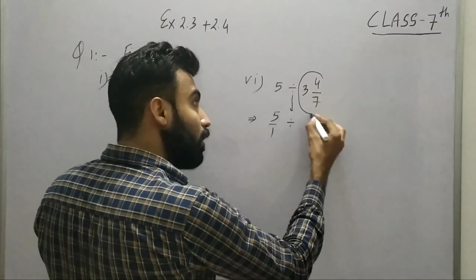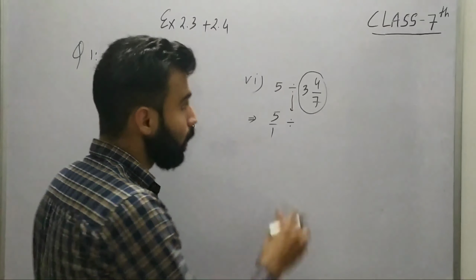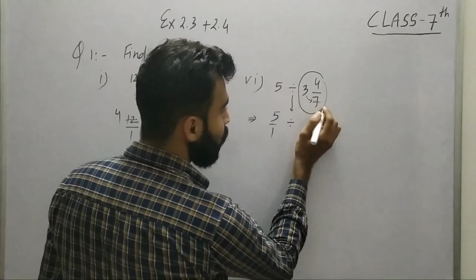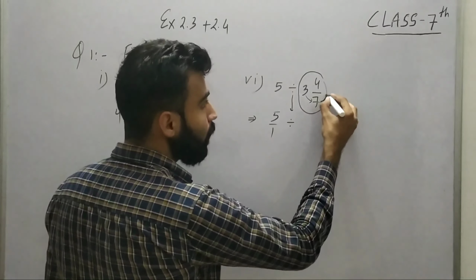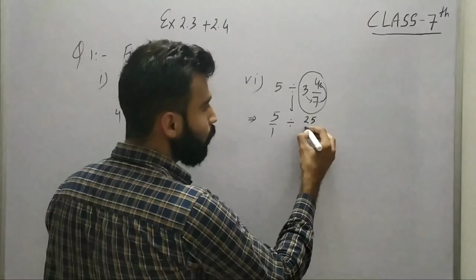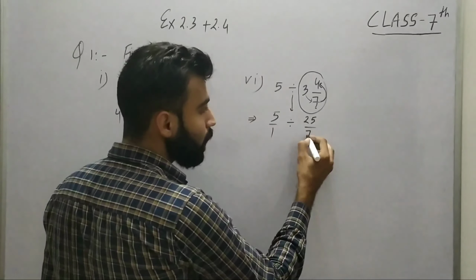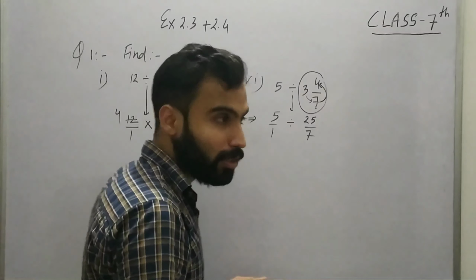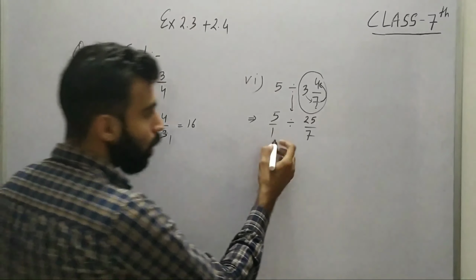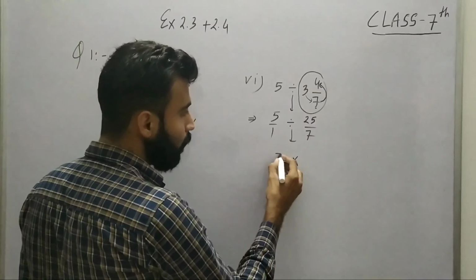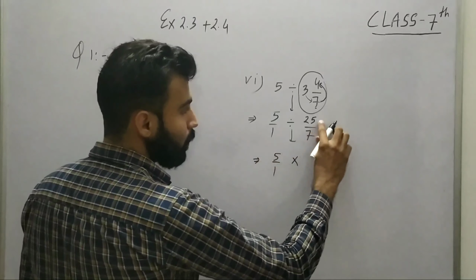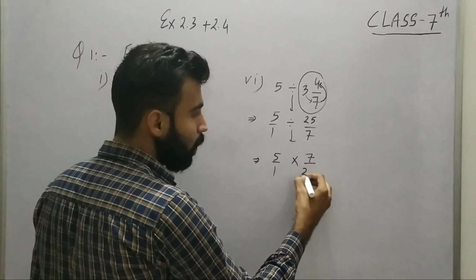First solve the mixed fraction into improper fraction. And to do that, I will multiply 3 into 7. That is 21. 21 plus 4. That will give you 25. And keep the denominator same, 7. Now it's in improper fraction. It's kind of the previous question, right? Now you have to just change the sign of division into multiplication and just reciprocal it. That means 7 upon 25.